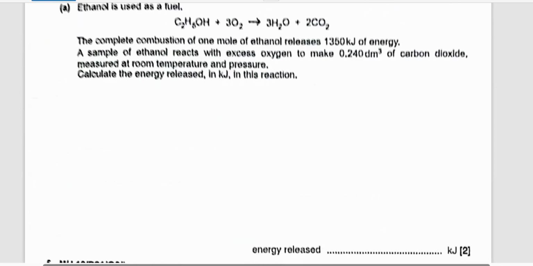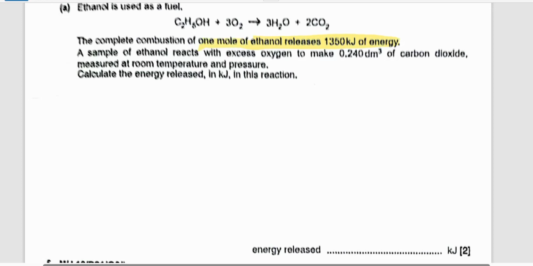Ethanol is used as a fuel. You have seen C2H5OH, ethanol. It reacts with oxygen to form water and carbon dioxide, and heat is also produced. So the complete combustion of 1 mole of ethanol releases 1350 kilojoule of energy. Ethanol releases 1350 kilojoule of energy.